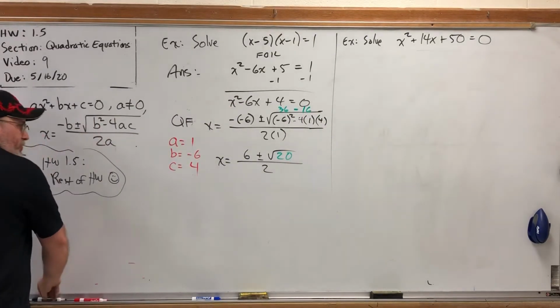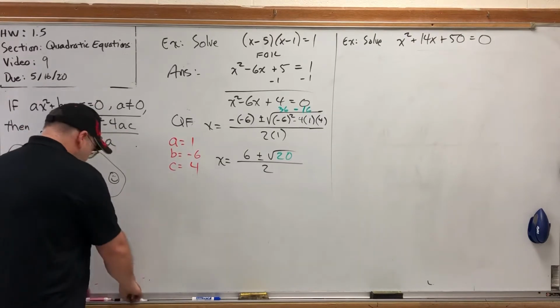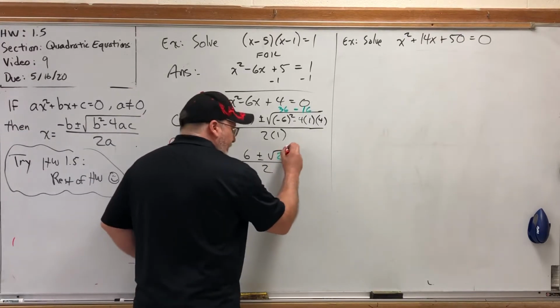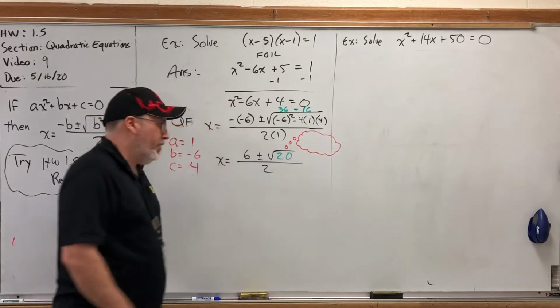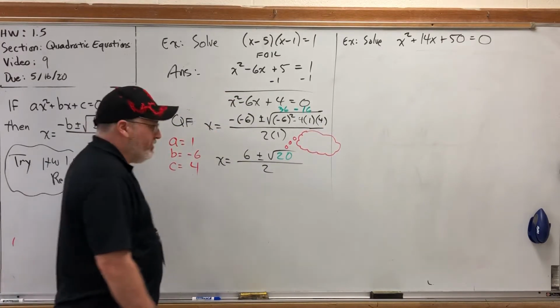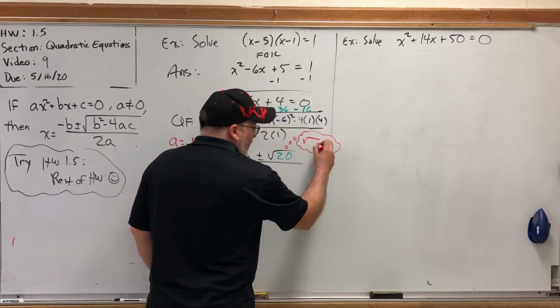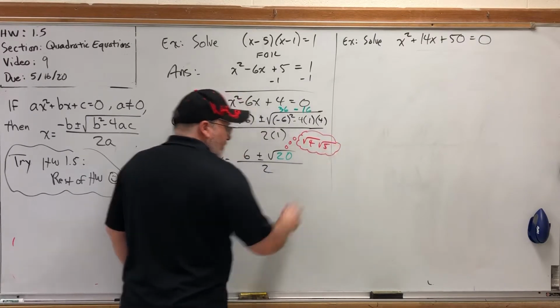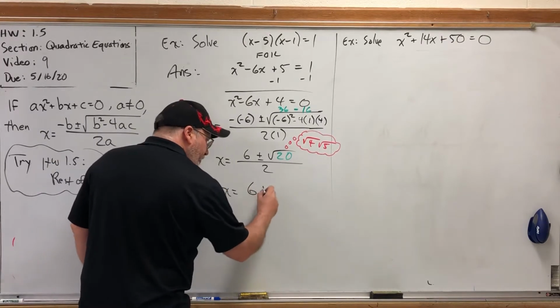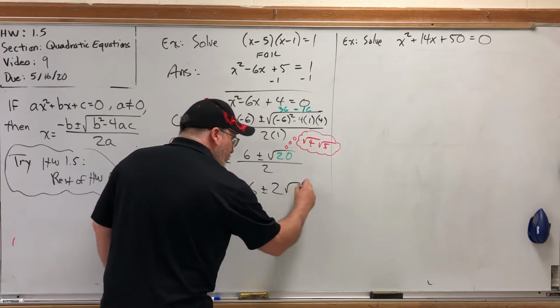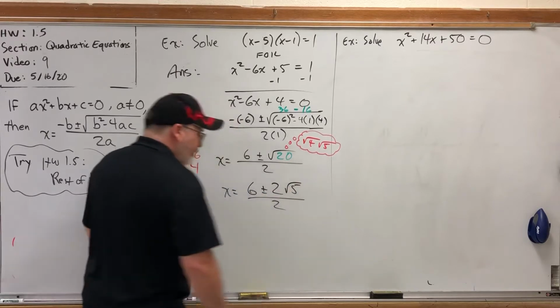We've run into the square root of 20 before. You can think how to simplify the square roots. If I ever draw a cloud like this, it's what I call a thought cloud, meaning you can think this and write down the result of it. But I can think of that as the square root of 4 times the square root of 5. And I know the square root of 4 is 2. So we get 6 plus or minus 2, square root of 5, all over 2.